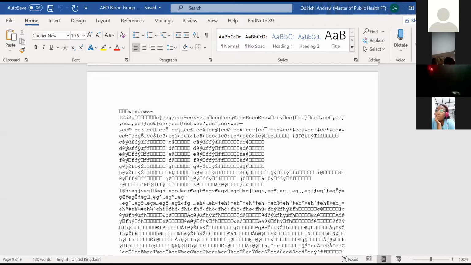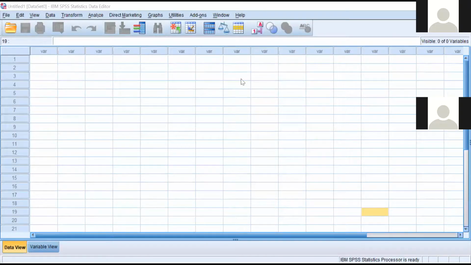So, have you clicked on SPSS? Just open SPSS, you don't go and look for any file. Then share again. Click on share on the Zoom. Share and double click on it. I want everybody to look at it, because many people may be having the same problem.